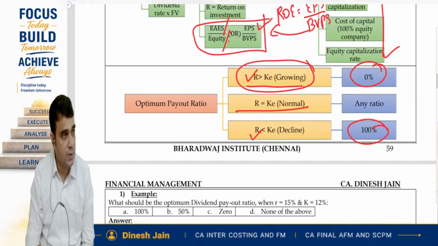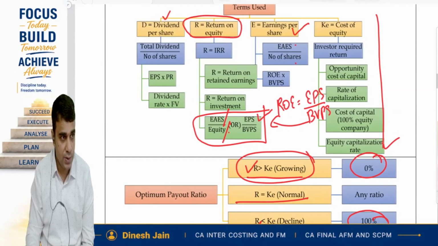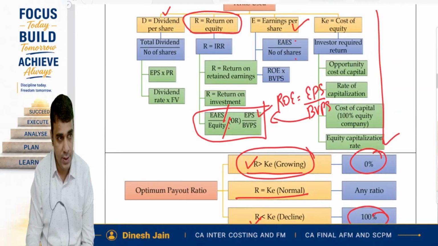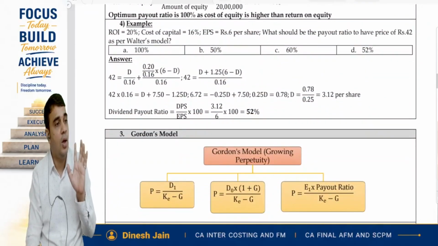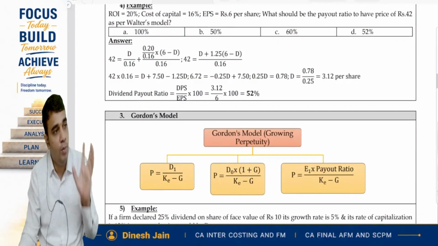Clear? Any doubts on this point? Understood? Can we proceed? Got clarity? This is the first model, called Walter's model. We have a second model, Gordon's model.